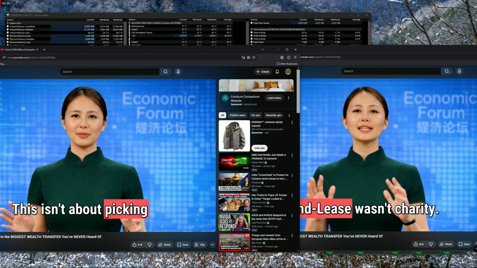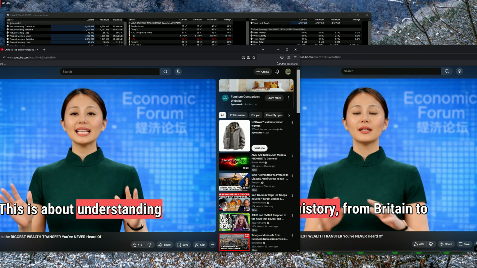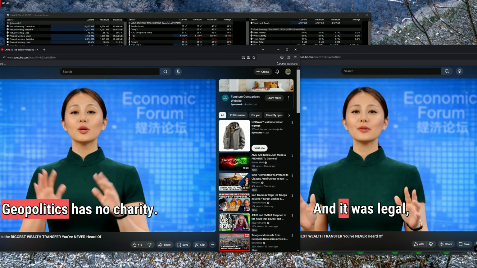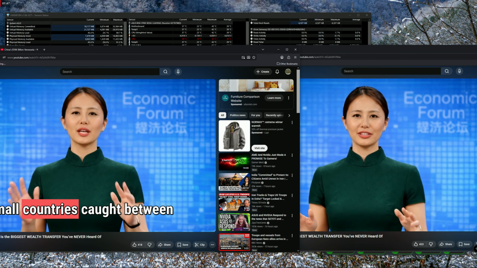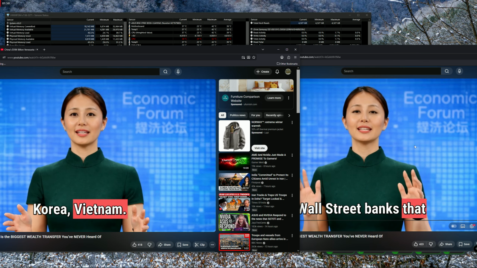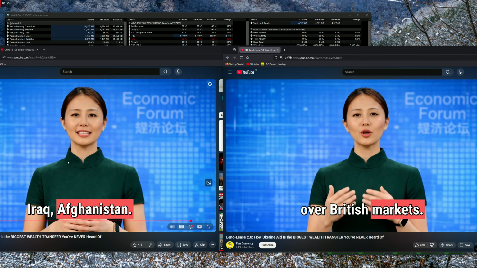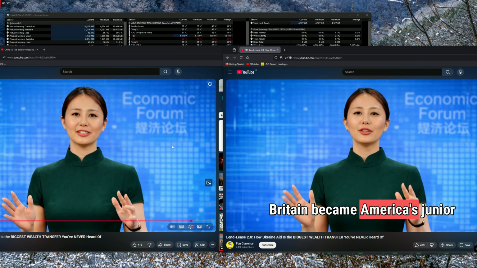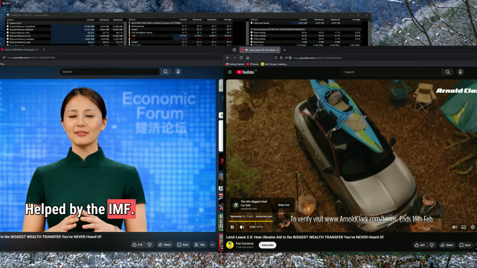America also had leverage. Lend-Lease wasn't charity. It was the largest wealth transfer in modern history from Britain to America. And it was legal, celebrated, and called aid. This isn't about picking sides. This isn't pro-Russia or anti-Ukraine. This is about understanding how the system works. Geopolitics has no friends, only interests, and aid is always transactional. Small countries fought proxy wars between great powers: Korea, Vietnam, Iraq, Afghanistan, Yugoslavia broke apart. The winners were American defense contractors who got paid to build the weapons, and Wall Street banks that financed the program. American corporations took over British markets. Britain became America's junior partner, not an independent power, with a dependent ally.